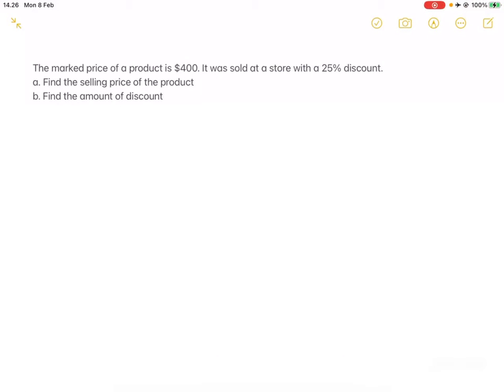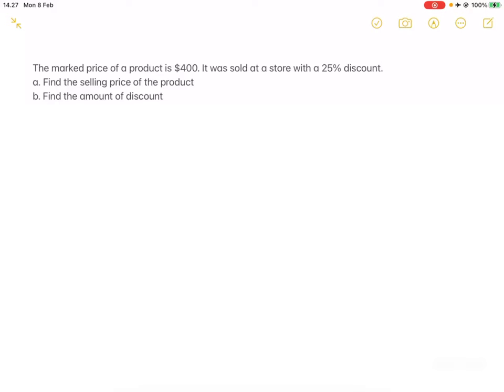Alright, for the first example, the market price of a product is $400. It was sold at a store with a 25% discount. And we need to find the selling price of the product and the amount of discount. So discount is one of a percentage decrease case in real life. Assume you buy something at the store and you look at a label saying discount of something percent. That means the price is decreased by that amount of percent of the market price.